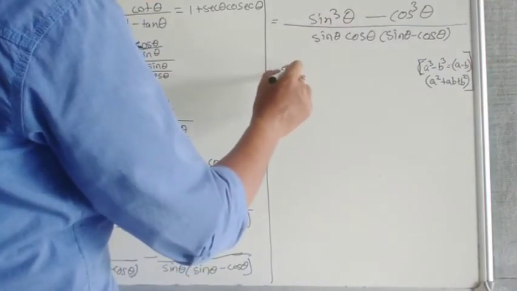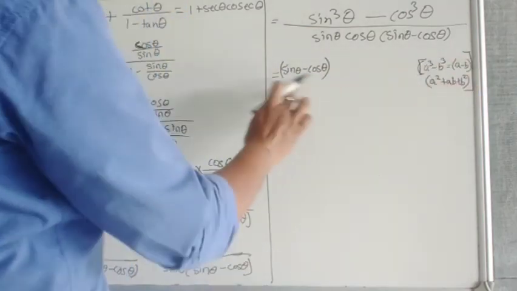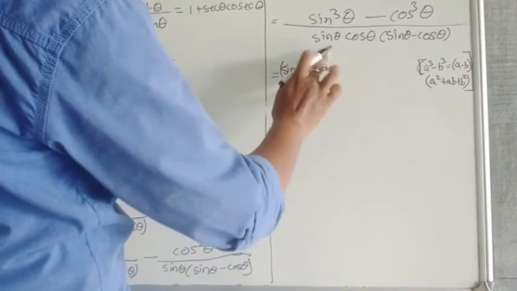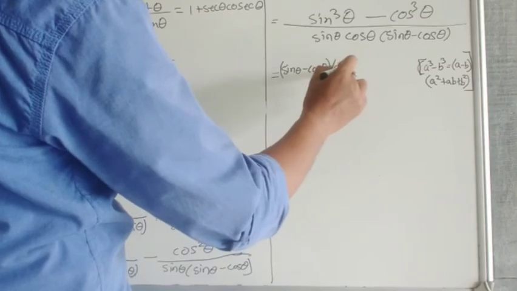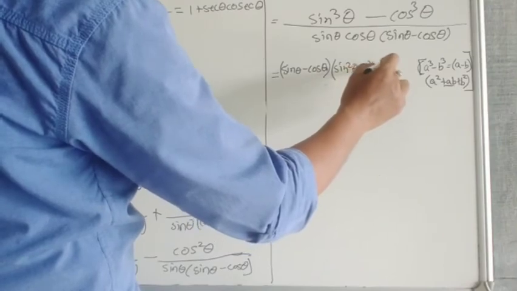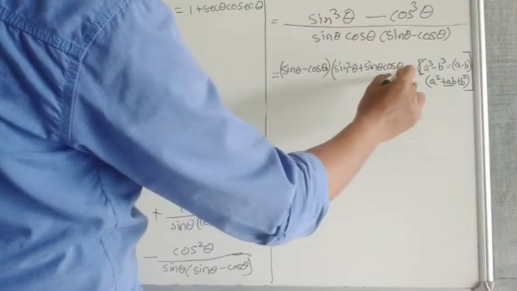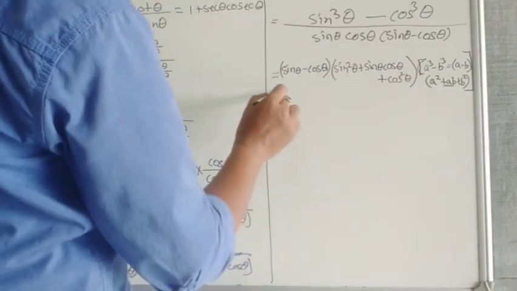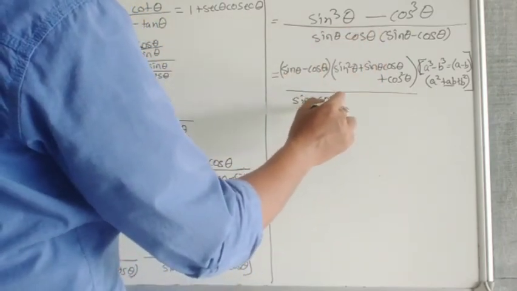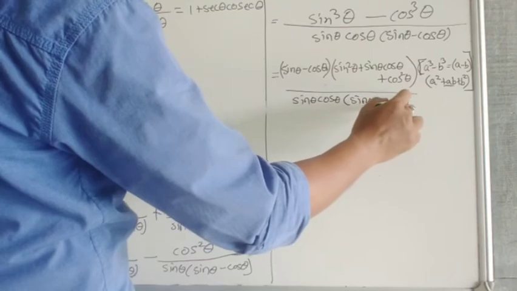So sin theta minus cos theta is your a minus b, and a square means sin square theta, ab means sin theta cos theta, plus b square means cos square theta, whole divided by this whole set, sin theta cos theta, sin theta minus cos theta.